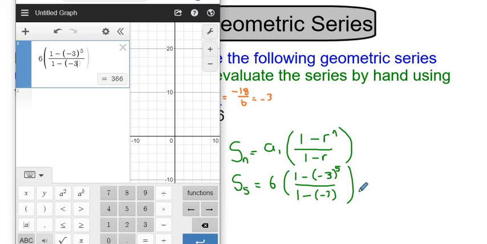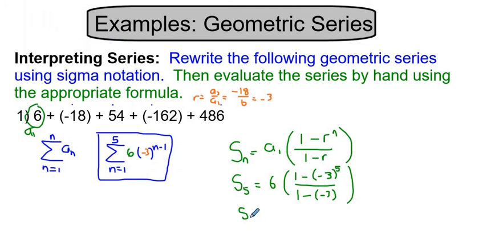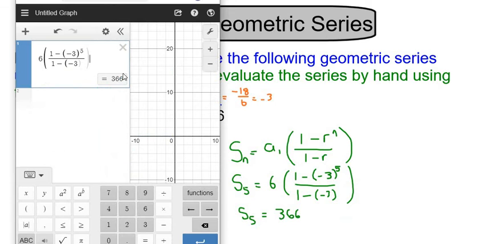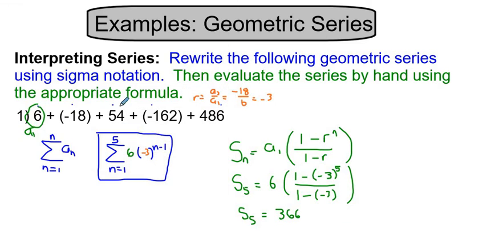And so you see, the nice thing about Desmos is it's very visual. You can see you got it right. So adding up those 5 terms will add up to 366. And the reason that number is so small is because some of the terms are positive and some of them are negative. So it's actually adding and subtracting as it's going from term to term. Remember, r is negative, so it makes sense that we see this alternating, adding and subtracting.